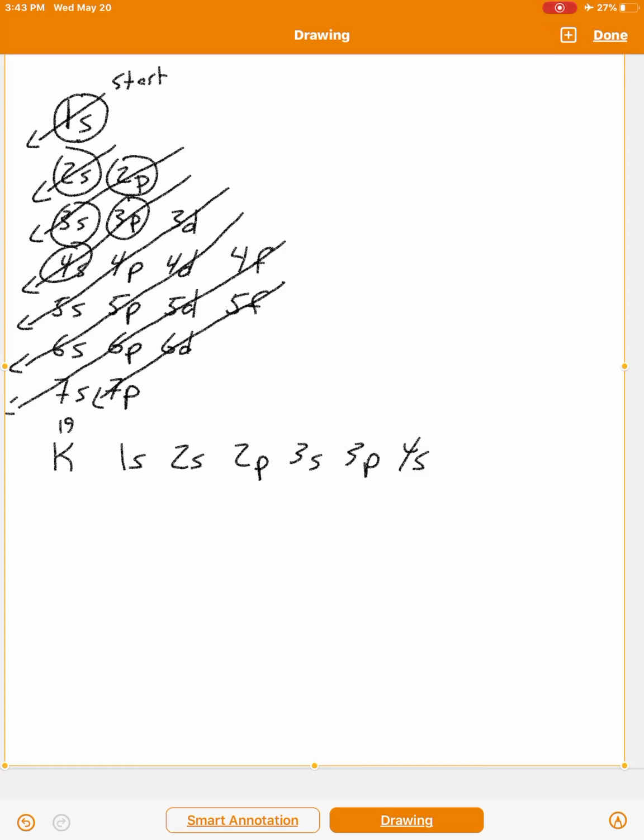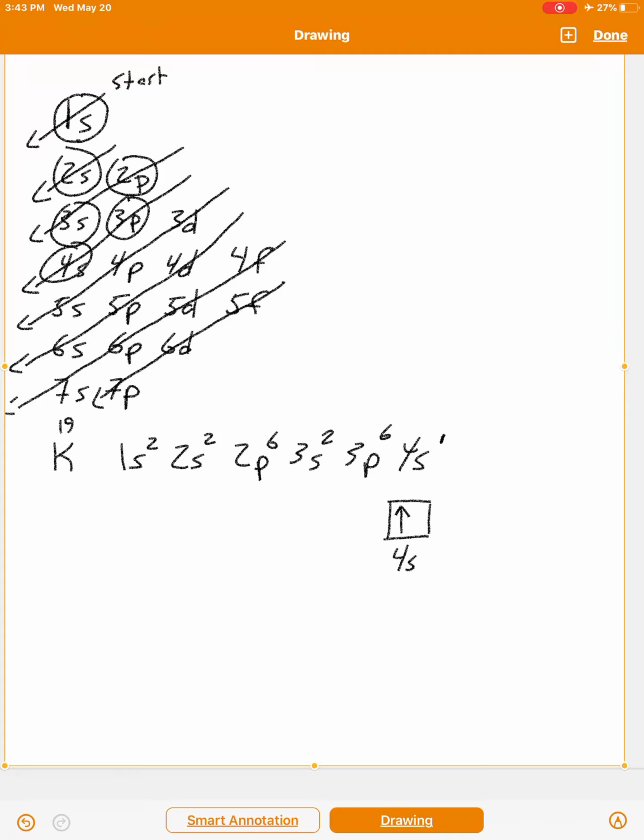And remember, the s can handle 2, the p can handle 6, because there's 3 orbitals in a p subshell. There's only 1 orbital in an s subshell, so that's 2, 6. And now we're up to 18 electrons, right? You count the superscripts to figure out the number of electrons. So 2 plus 2 plus 6 plus 2 plus 6 is 18. So we've got 1 more. So the 4s has 1 electron. Okay? So that 4s has a spin-up electron, right? But only one. It doesn't have the spin-down electron in it.